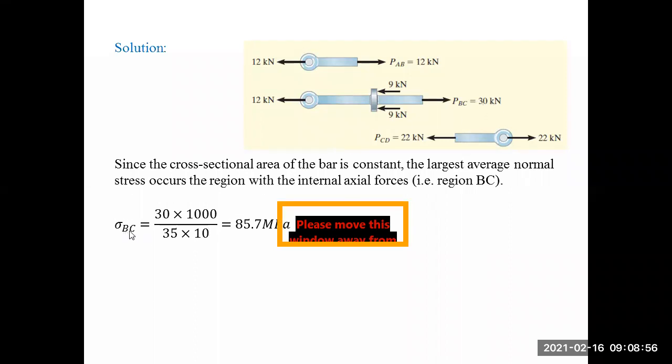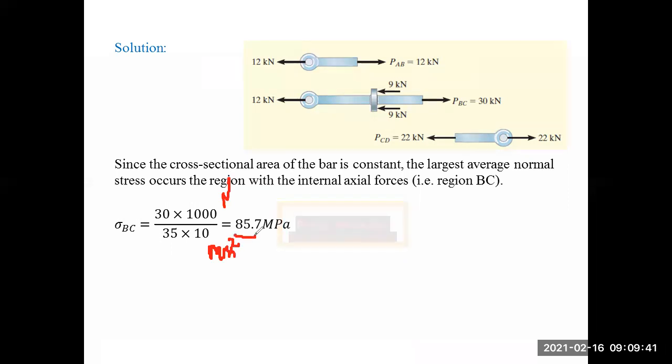Now the stress at BC would be the maximum normal stress for the applied loadings. So we know that P sub BC is equal to 30 kilonewton. So we have force over area. Force is 30 kilonewton, converted into newton, so that makes it 30 times 1,000, which is 30,000 newton over the area in millimeter square. So we will end up with newton per millimeter square.